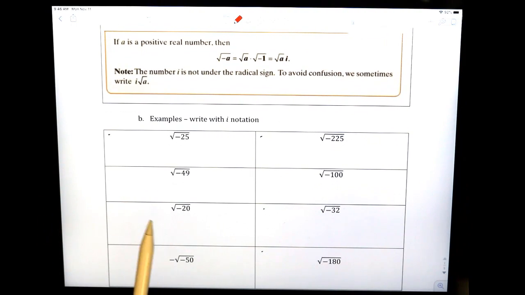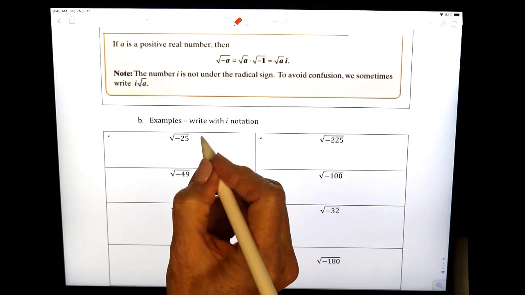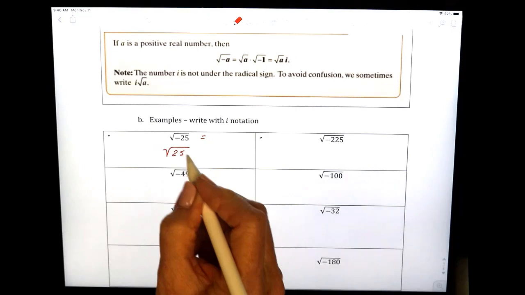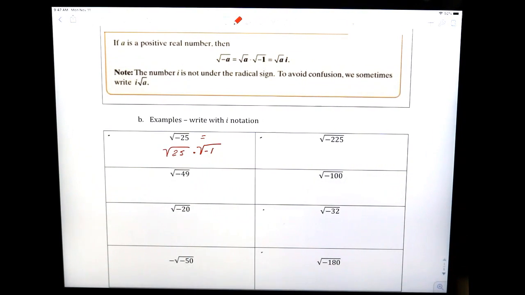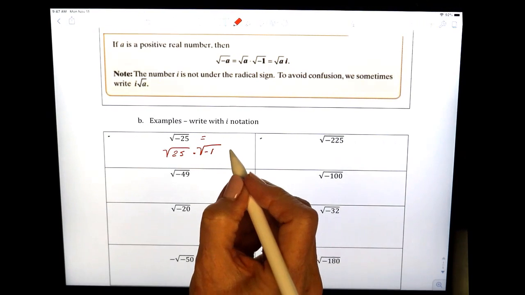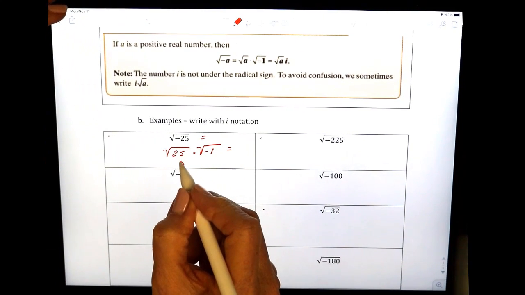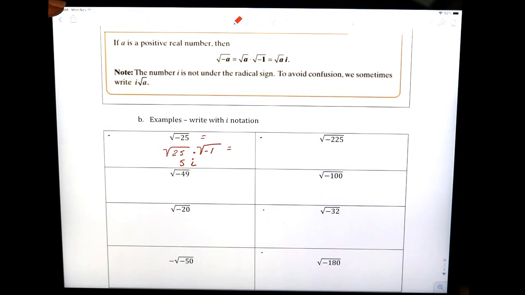In the first one, we're going to take the square root of -25 and write it using i notation. This is the way I would like you to think about it. You're going to split it into the square root of +25 multiplied by the square root of -1. You can still see that underneath the radical we still have the -25. We just separated it into two expressions. So now doing the work, the square root of 25 is 5 and the square root of -1 is i. So your answer there is 5i.